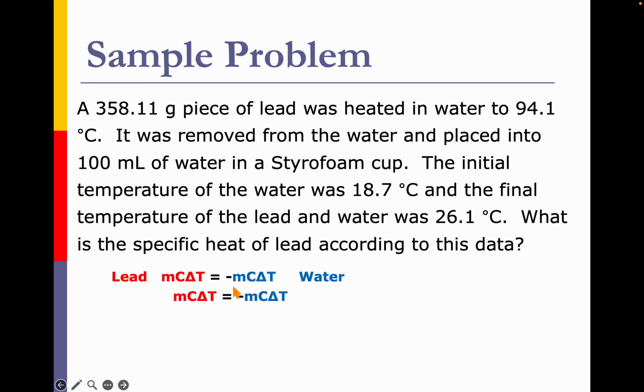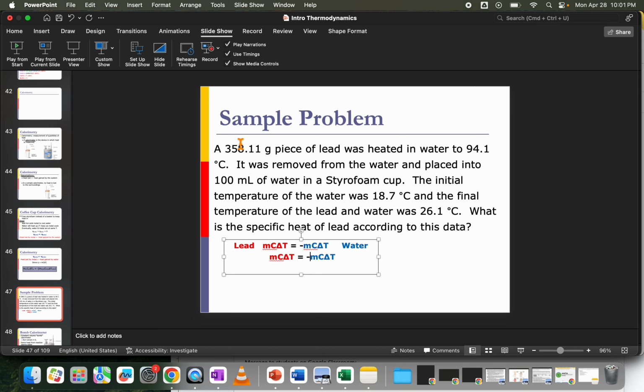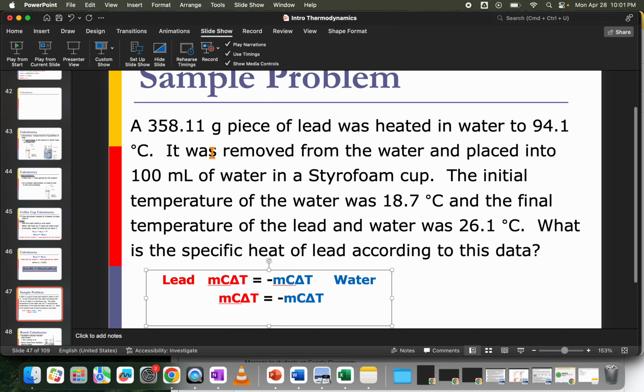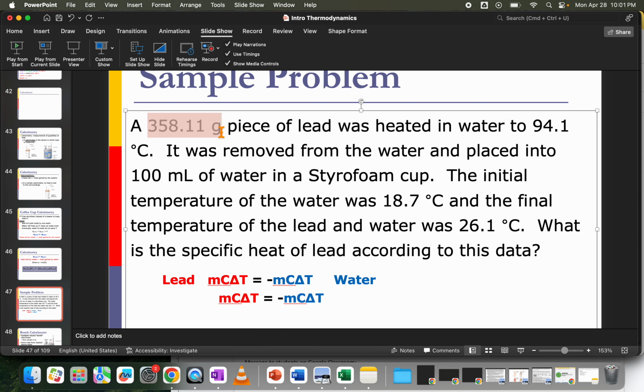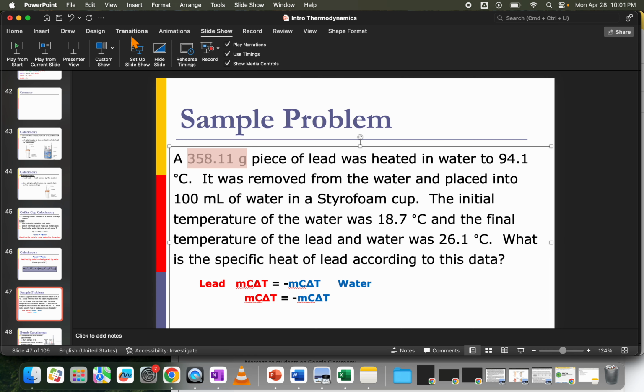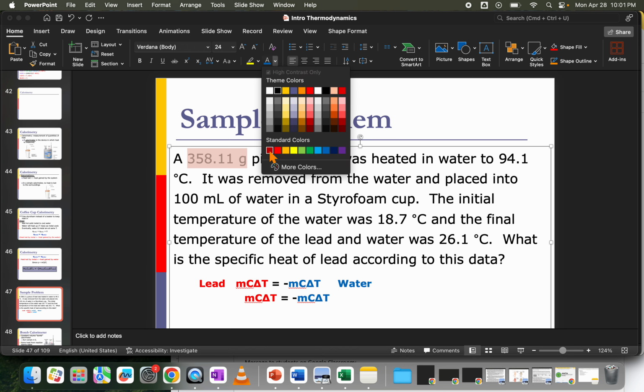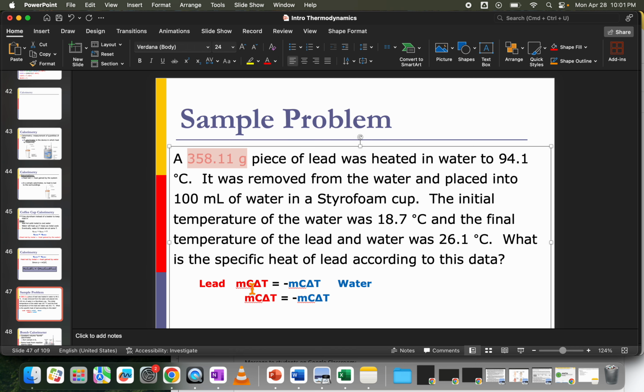All right, so we can look at this problem. Actually, I want to keep it here anyway, so I can go through it with you. So we have lead and we have water in this problem. We have a 358.11 gram piece of lead. So I'm going to go ahead and color this. Oh, not blue. We're going to make it red because that is what I'm using for the lead. So that's our mass.